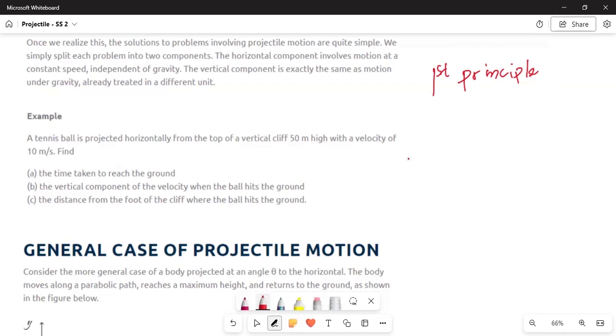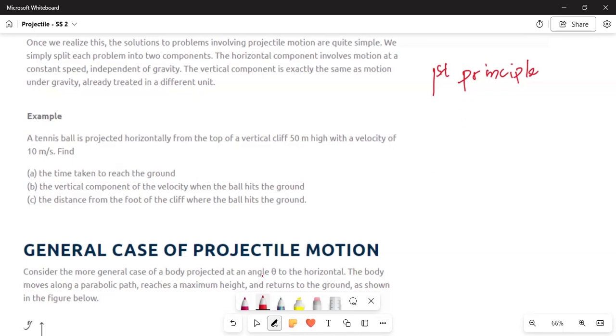It says a tennis ball is projected horizontally from the top of a vertical cliff 50 meters high with a velocity of 10 meters per second. Find the time taken to reach the ground, the vertical component of the velocity when the ball hits the ground, and the distance from the foot of the cliff where the ball hits the ground.